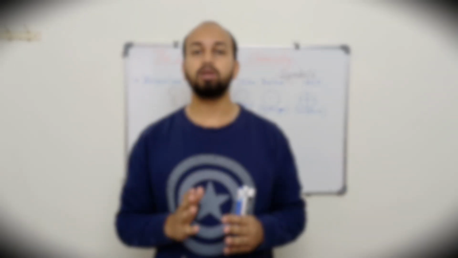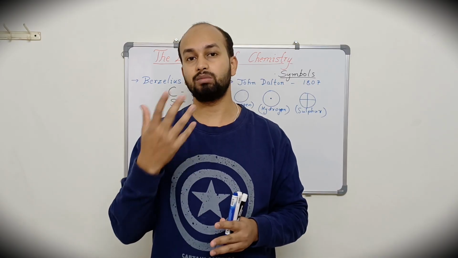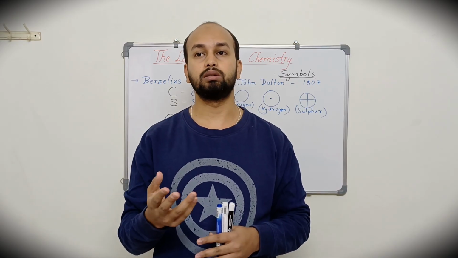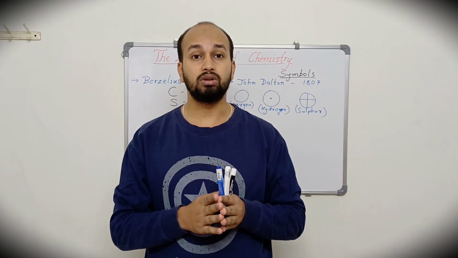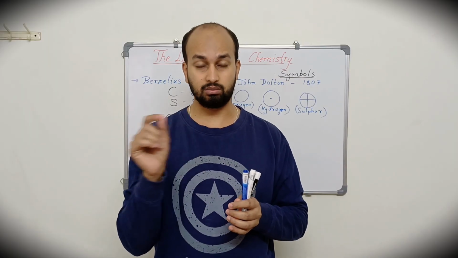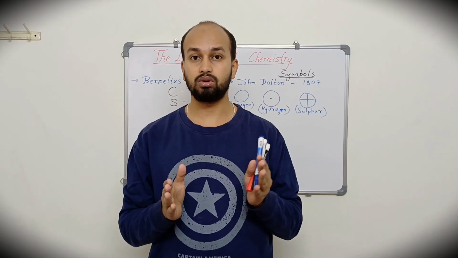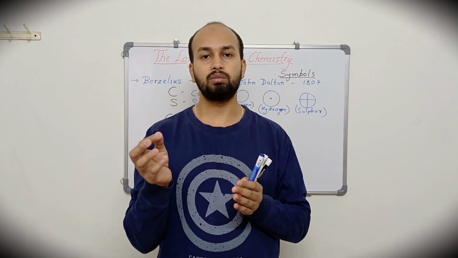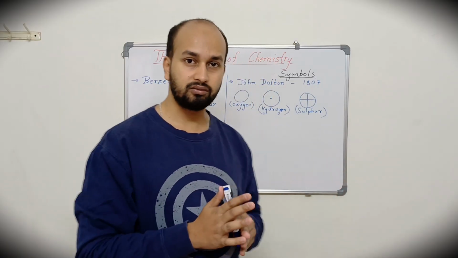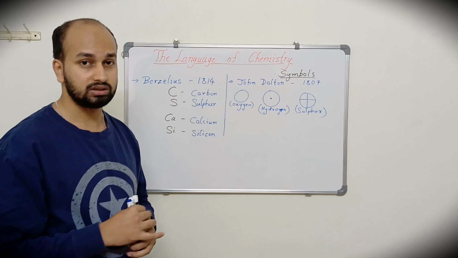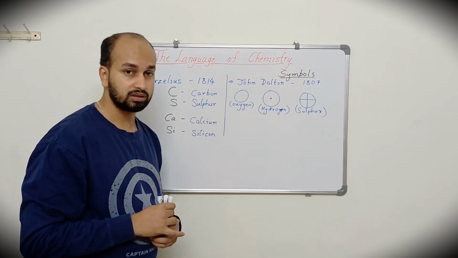In chemistry, it is very important to understand the symbols in order to write any chemical reaction. Obviously, chemical reactions are part of chemistry. So, if you have to write a chemical equation, then you should know how to write a particular symbol of an element or a molecule for that matter. So this is a very basic part of chemistry, hence we're going to discuss that in the language of chemistry. Let us discuss the symbols.